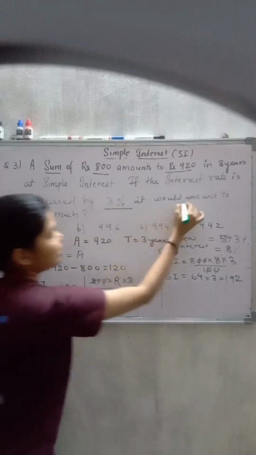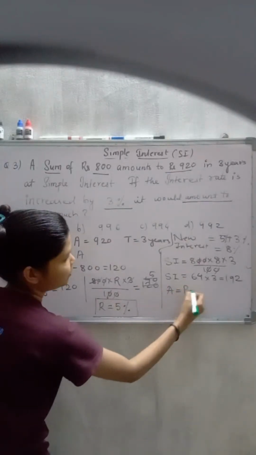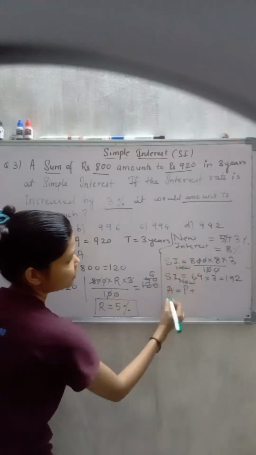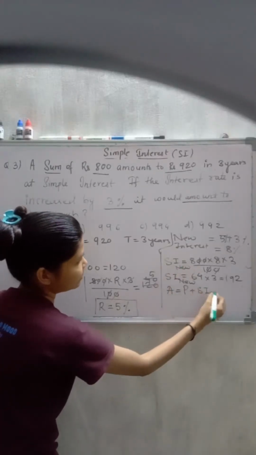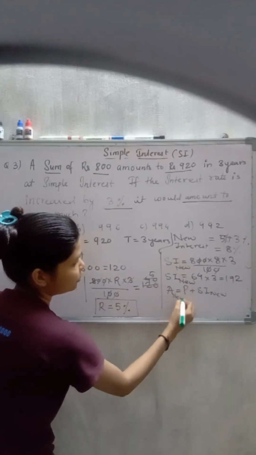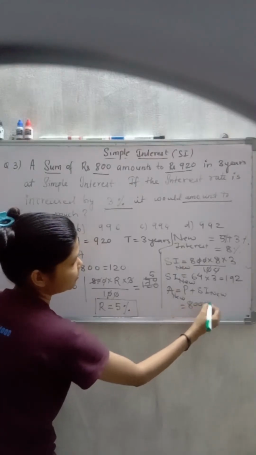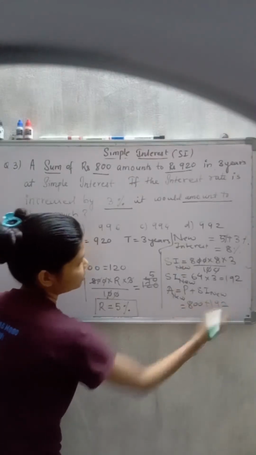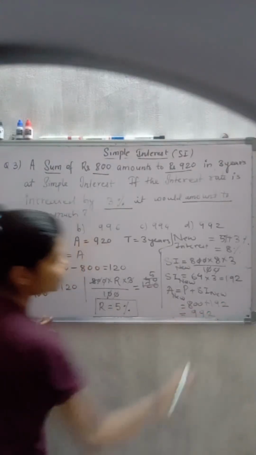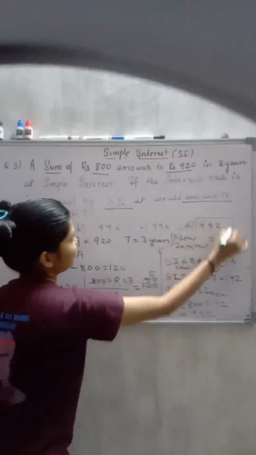And we want the amount. Amount is always P plus SI, this is the new SI, new amount. This will be equals to, principal is 800 plus 192. 800 plus 192 is 992 is the amount. Option D is the correct answer.